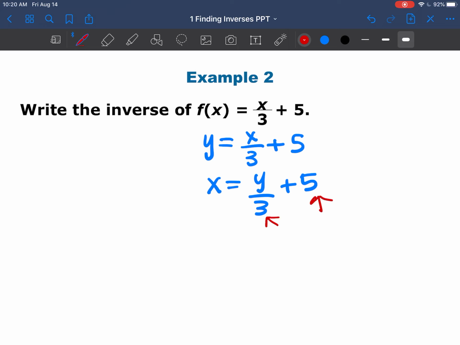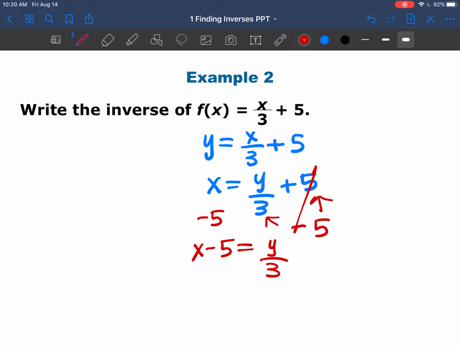The order that you go in matters. You have to take care of the number that is not attached to your variable. And so this 3 I consider attached, the 5 is not. And so we take care of the 5 first by subtracting 5. Okay? And then we can take care of the number that's attached to the variable. So if it were being multiplied or divided. And so this is being divided by 3.